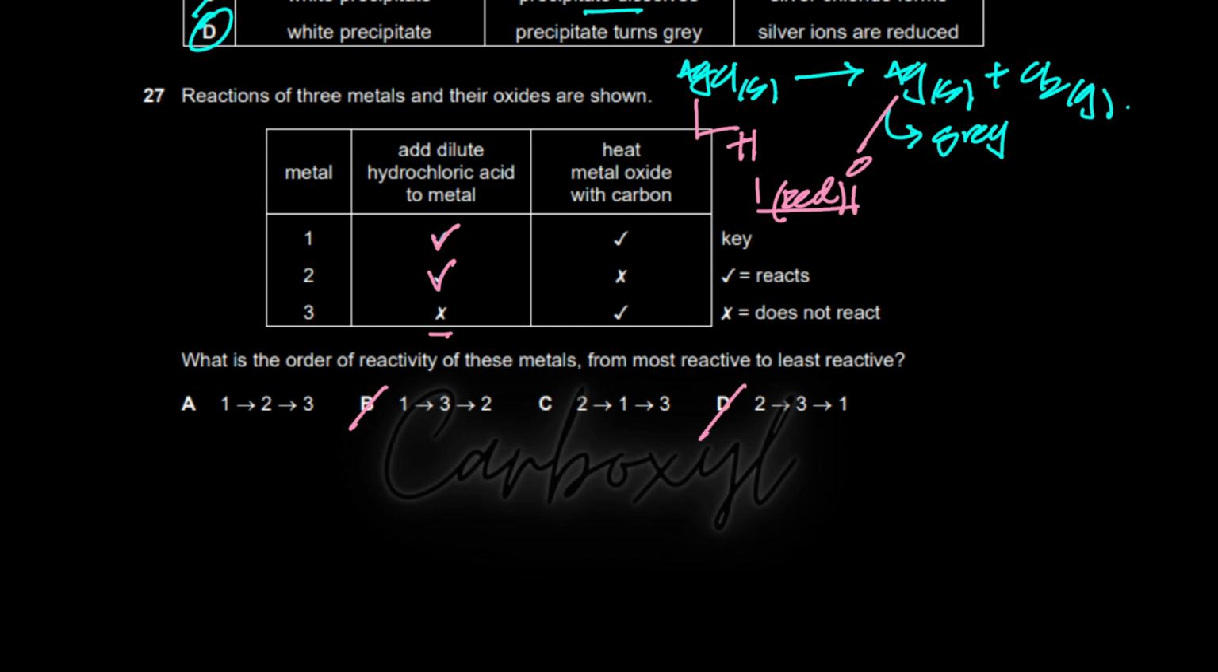So if it is reacting with carbon, that means it's below carbon. And if 2 isn't reacting with carbon, that means it's above carbon. The carbon is not able to reduce it because it's obviously above in the reactivity series. Therefore 2 should be the most reactive, and 1 should obviously be in second place, and 3 should be at the end. Therefore C is the correct option and A is wrong, because A is saying that 1 is more reactive, which is not the case, right?